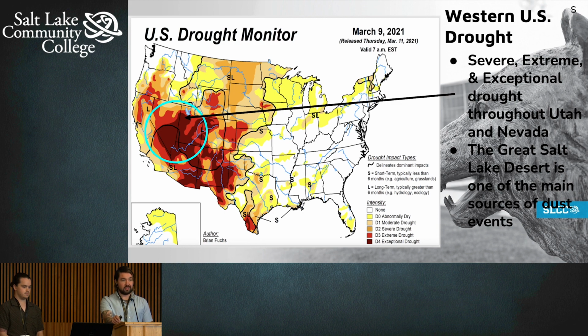So one of the reasons that we are seeing more dust events as we progress is we've been in extreme or exceptional drought for the last several years with no end in sight. This just causes a lot more source areas, a lot more dry lake beds, a lot more available dust to be lofted.